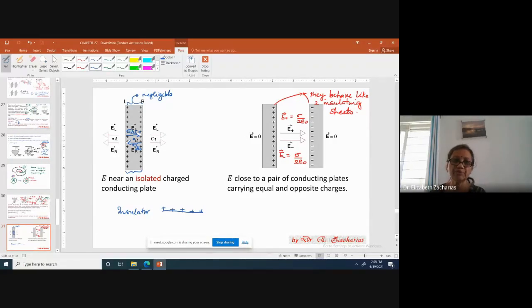Now let us take a point here and see. Because of the positive, the field is always away from positive, therefore positive. This is also because of the other plate. Electric field because of the left plate, electric field because of the right plate. So sigma by 2 epsilon naught, sigma by 2 epsilon naught. What will be the sum?